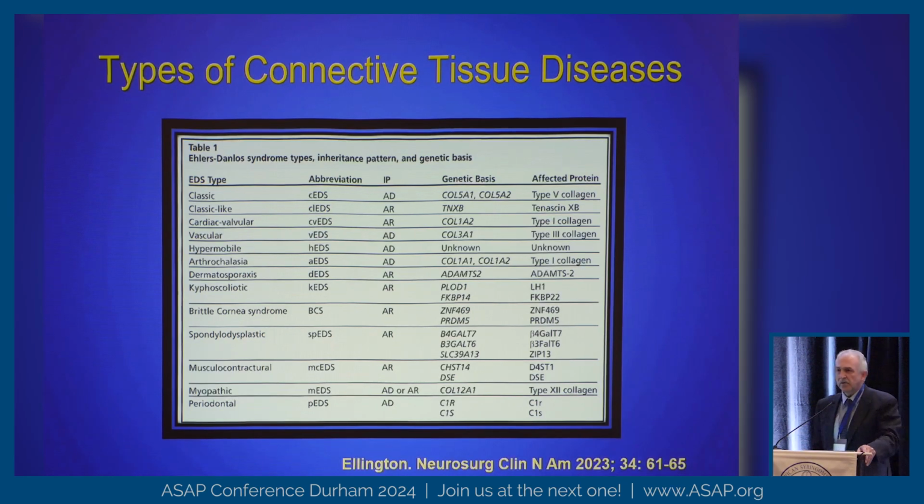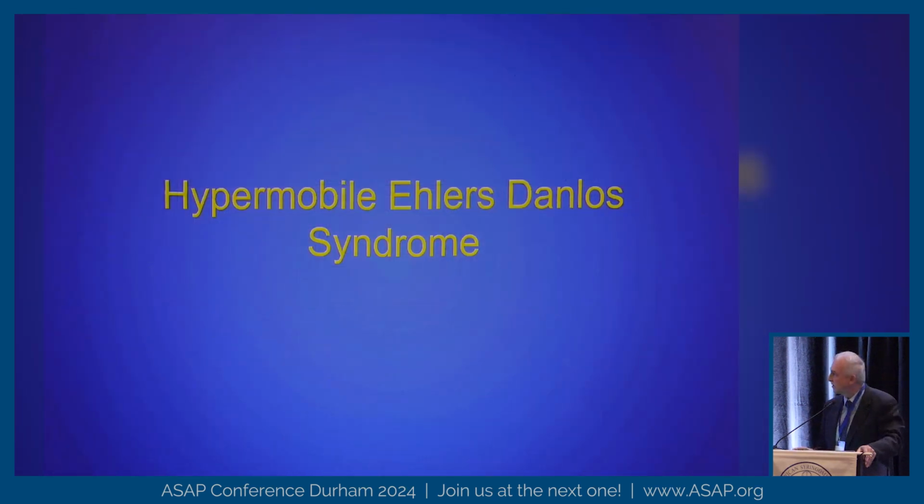Now, there are a lot of different varieties of EDS. In fact, you'll count 13 on that slide. But the one that's probably the most common is the HEDS, or the hypermobile EDS, and that's the fifth one down on the list there. That's the one we see in our clinic, particularly in a headache clinic. I would say that probably 20% of my entire population has this hypermobile EDS.